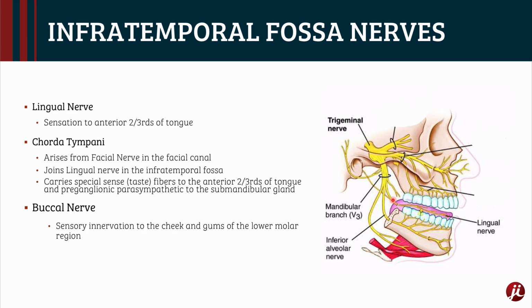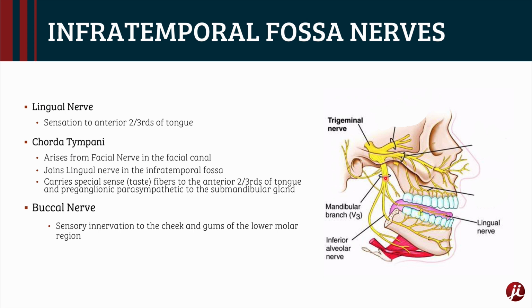Another branch off of the mandibular nerve is the lingual nerve. And this is the lingual nerve right here. And this nerve is a sensory nerve. So solely sensory. And what it does is it carries sensory innervation to the anterior 2/3 of the tongue.